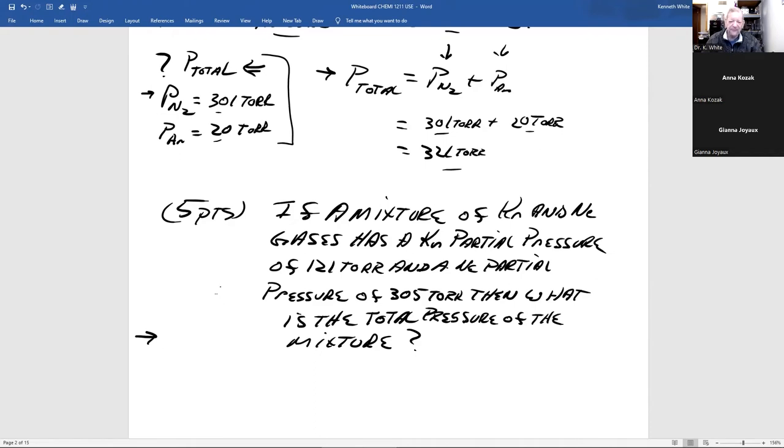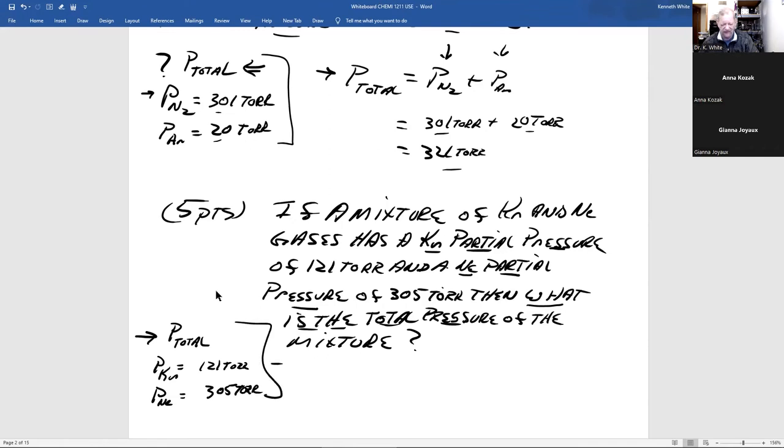All right, my turn. What are we being asked to find? What is the total pressure of the mixture? And we call that pressure P total. What are we given? Krypton partial pressure, which we show by this, and that's equal to 121 torr. Remember, torr is a measure of pressure. We're also given a neon partial pressure, which we write like this. P is pressure, subscript means partial pressure, is 305 torr.